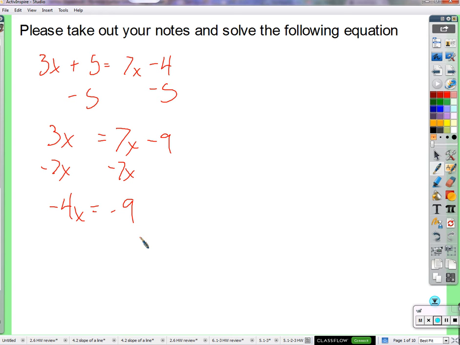Alright. Ready? Head Brandon, side Maddie? Divide by negative 4. Okay, so we have x equals negative divided by negative is positive. So we get 9/4. If you want to write it as 2.25 or 2 1/4, that's fine. This is how I write it.